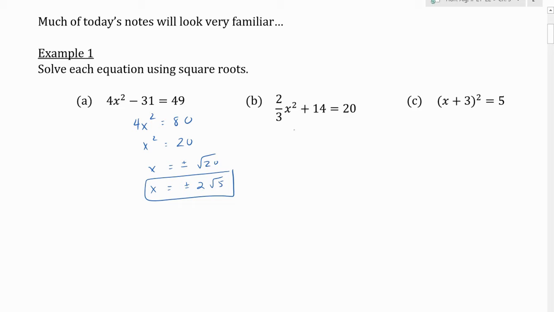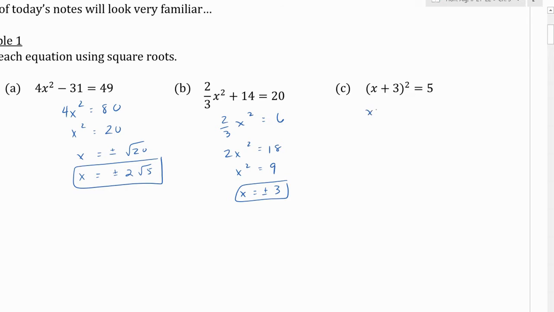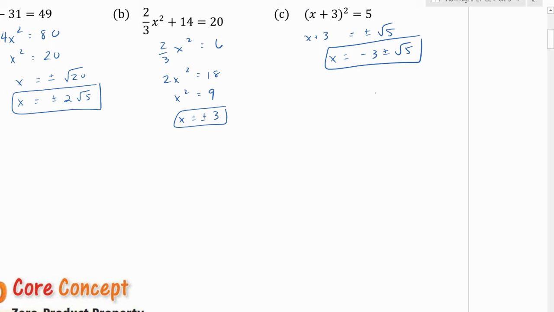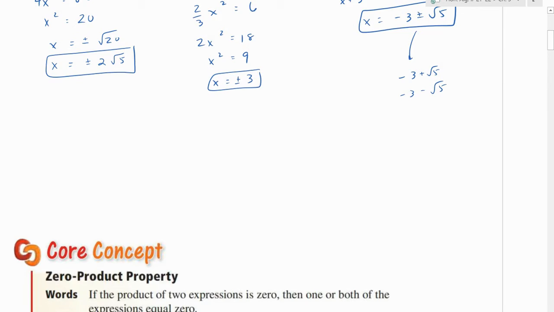This one, the same thing. We'll subtract 14 from both sides, which will leave me 6. I'm going to multiply both sides by 3. Divide both sides by 2. This one's either 3 or negative 3. This, you've got x plus 3 could either be positive or negative square root of 5. And I have those answers. And remember, that's two different answers. Negative 3 plus the square root of 5 and negative 3 minus the square root of 5.